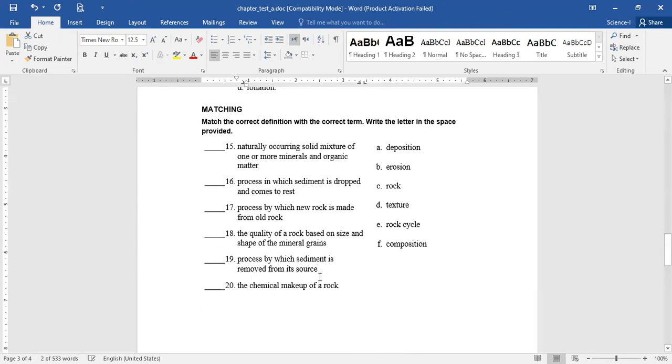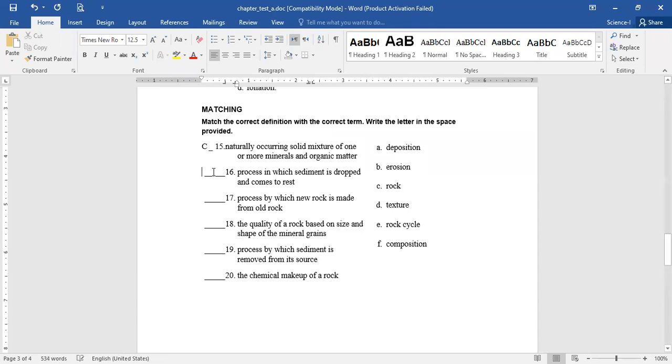Let's pass to matching. Okay. We try to fit these statements to the suitable word or term. So, naturally occurring solid mixture of one or more minerals and organic matter. That is the definition of, let's see, Yusuf. Yes. Question 15. Naturally occurring solid mixture of one or more minerals and organic matter. That is the definition of rock. Good. Okay. So here that will be C.